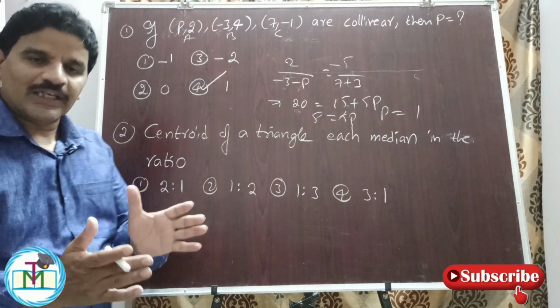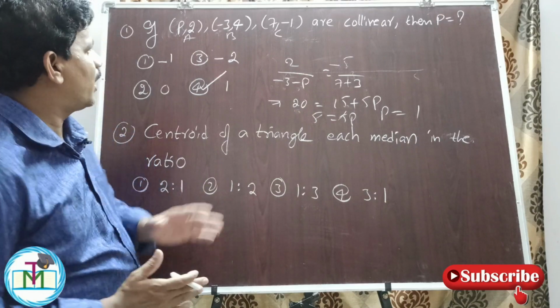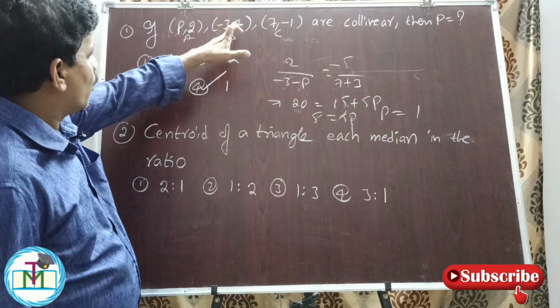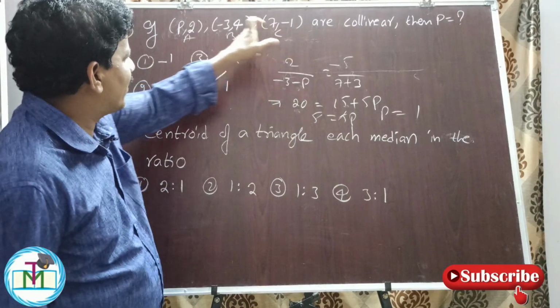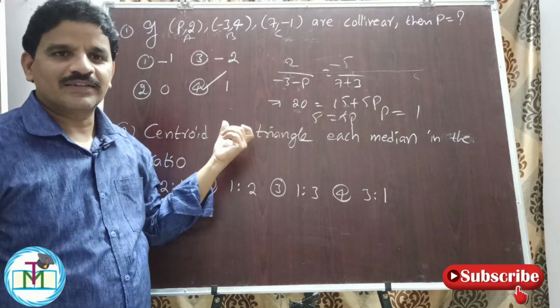So whenever 3 points are given and they are collinear, you have to use the formula slope of AB is equal to slope of BC. That means y2 minus y1 by x2 minus x1 is equal to y3 minus y2 by x3 minus x2, which gives the answer very quickly.